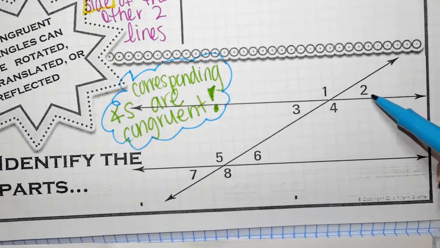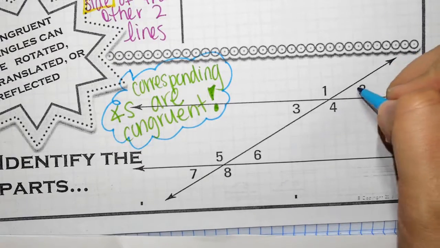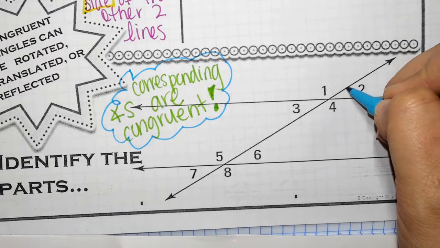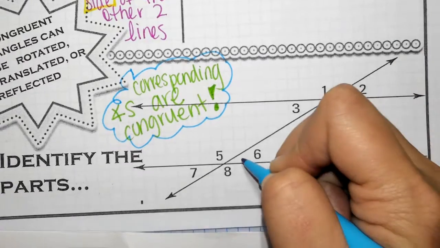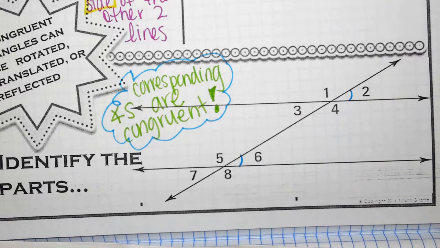So, what is the corresponding angle with 2 again? 6. And they have the same measure, correct? So, if they have the same measure, we put little half moons indicating they have the same measure. Do you agree or disagree? Agree. Cool.